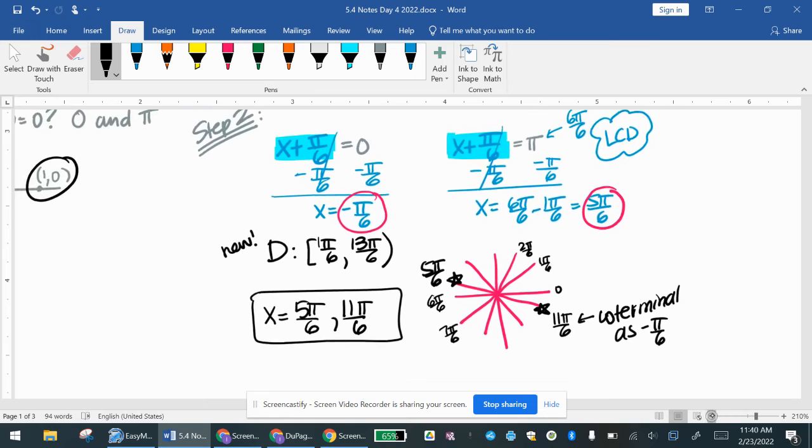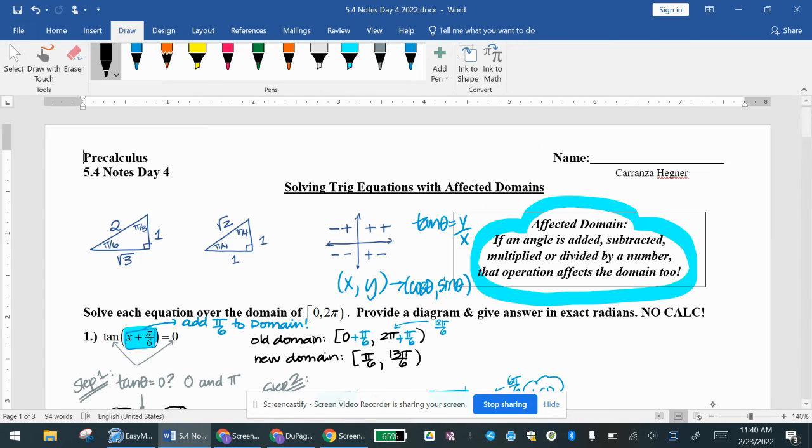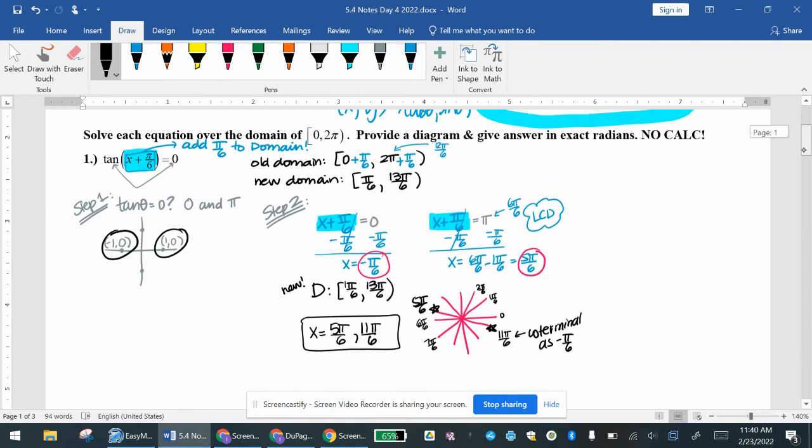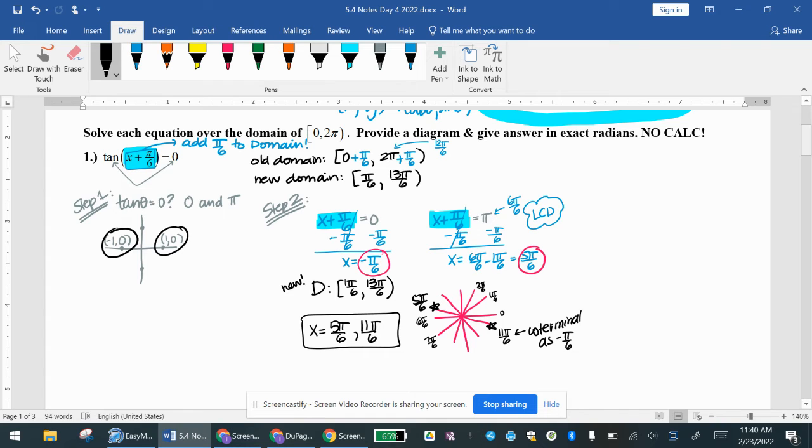So let me zoom out a little bit and just remind you what the steps are. Notice that whenever there's something added, subtracted, or multiplied with your angle, right? So look at the original problem. If there's anything added, subtracted, multiplied, or divided with your angle, you are going to have to adjust your domain. And that's going to happen in step 2. In step 1, you just focus on the outer values. Tangent of what angle is 0 in this case. Find your 2 answers. And then you're going to set your angle equal to those.